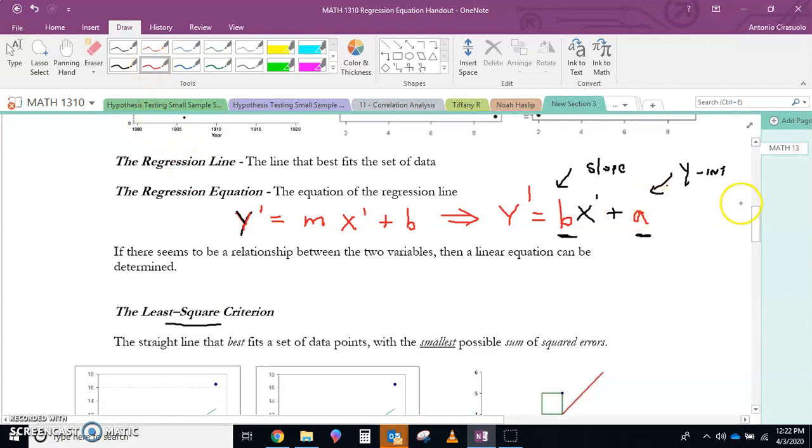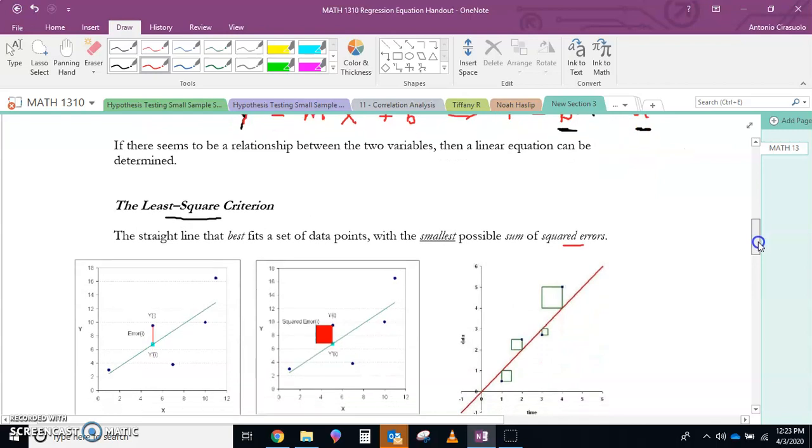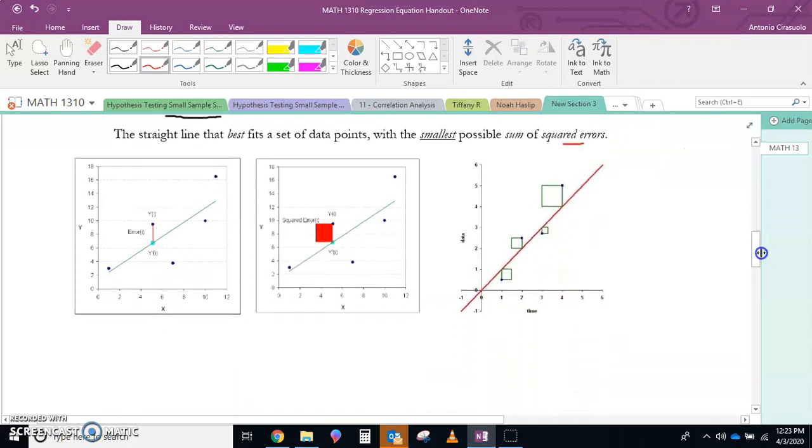Okay, and this is what takes place here. We look at the line that best fits through the data with the smallest possible sum of errors squared. All right, sounds complicated, but let's just picture this for a second. Here's our set of data points, right? And here's our line. So here's the model, and here's the error from each data point. We would expect error here, here, and so on and so forth.